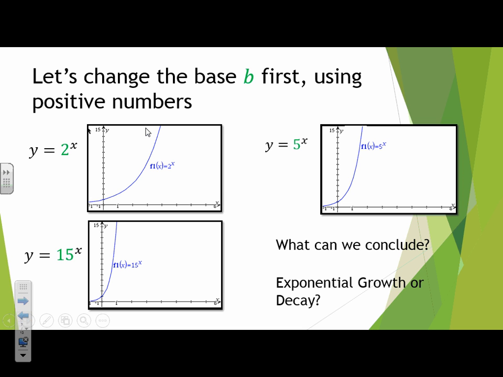The y-intercept, do you see that it stays the same? That's a really good one, okay? So the b determines how fast or how quickly it grows, okay? So would you consider this exponential growth or exponential decay? Growth. So in that first box, you're going to say if b is greater than 1, then we have exponential growth.